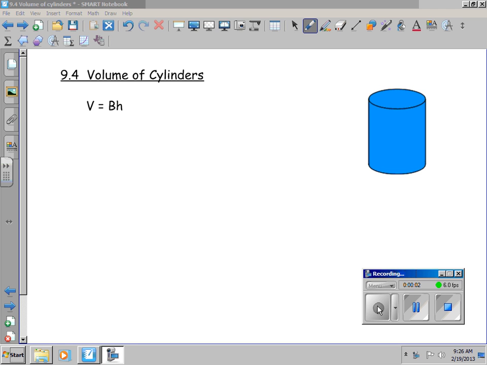Okay, so this is a short little lesson about volume of cylinders. Cylinders are the last shape that we're going to talk about in this unit. And on Friday you'll have a quiz on volumes and surface areas of all of these three-dimensional figures. We're just doing volume of a cylinder today, and then we're going to do surface area of a cylinder tomorrow. So I'm not going to try to put them together today.